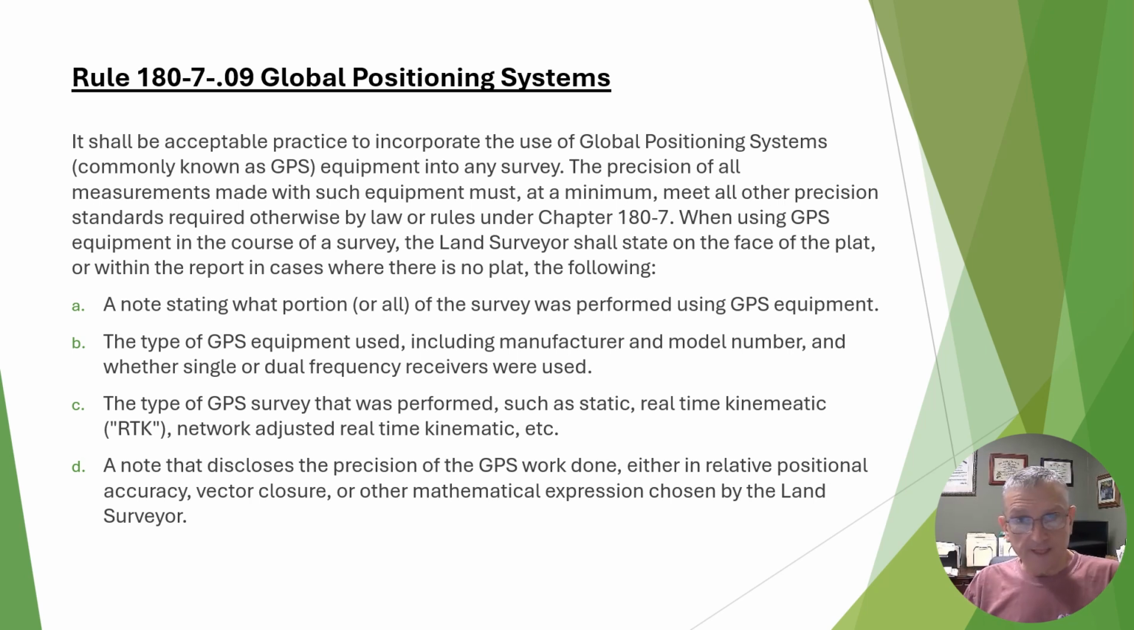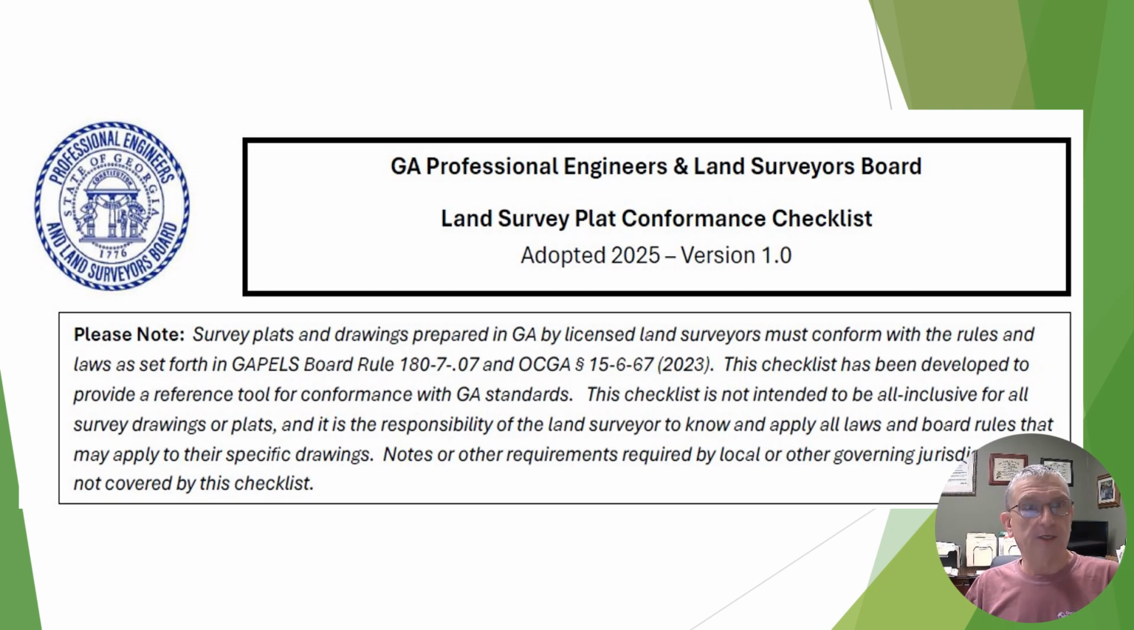The type, and disclose the precision of the GPS work done. Typically I do that by a redundant measurement. I don't think it's totally kosher to say this is the statistical analysis of our data. I think you got to have something, but it does give a lot of latitude right there. And it says relative positional accuracy or other mathematical expressions. So, you got a pretty good latitude there.